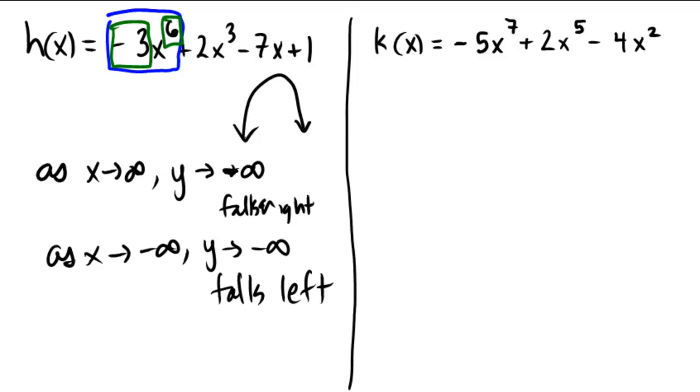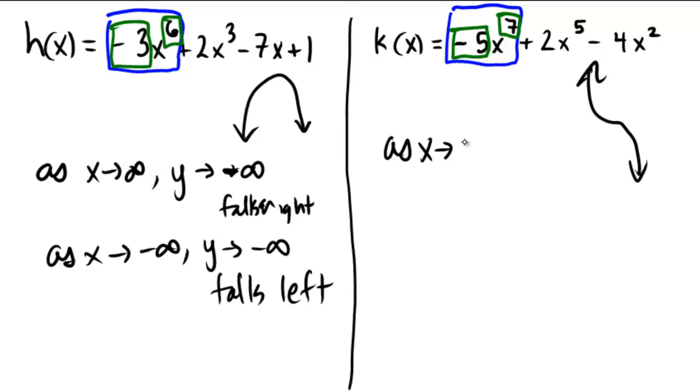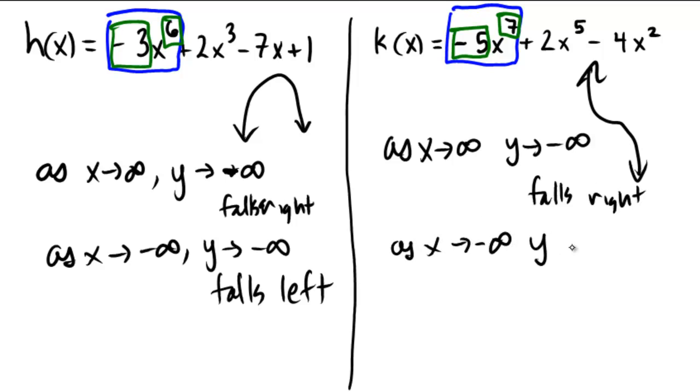And then for our last example, we have negative 5x to the seventh. So we have an odd power, John Travolta, negative version this time though, so that means it's going to be going downward like this. And so if we look at a shape like that, we can see that as x goes towards infinity, y is going towards negative infinity, falls right, and as x goes towards negative infinity, y goes towards positive infinity. So it rises to the left.